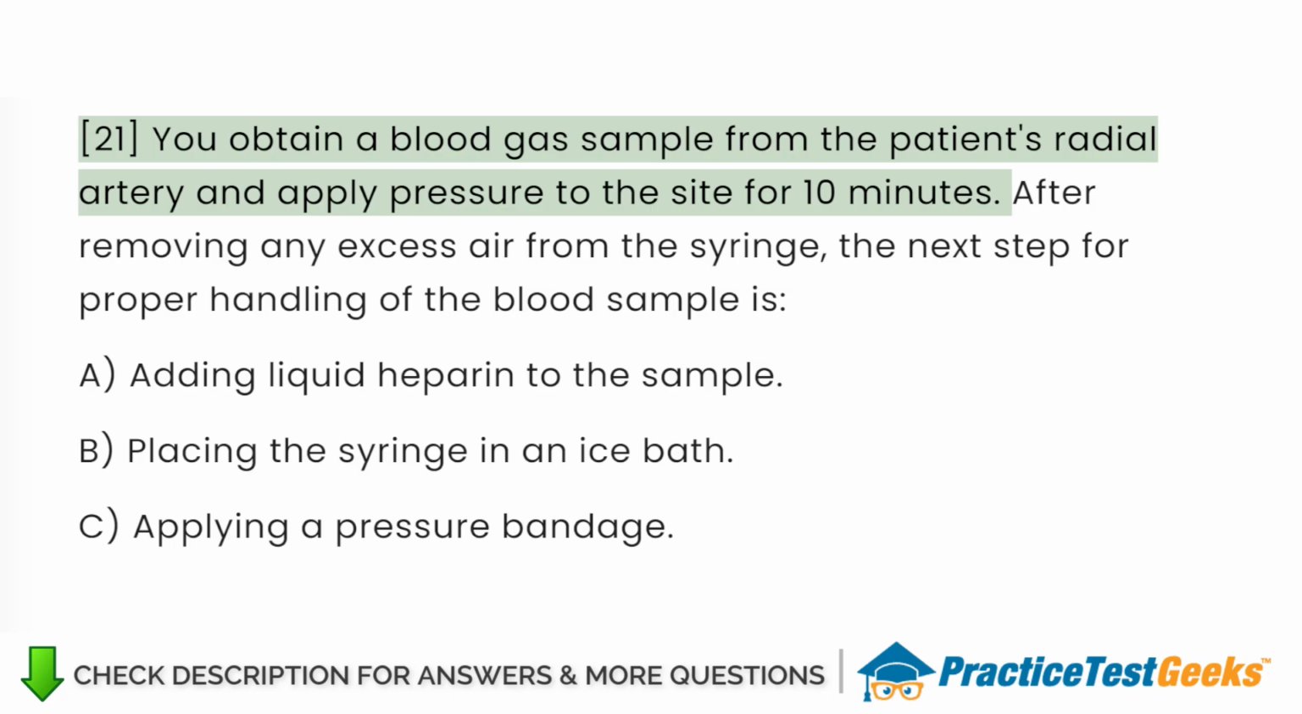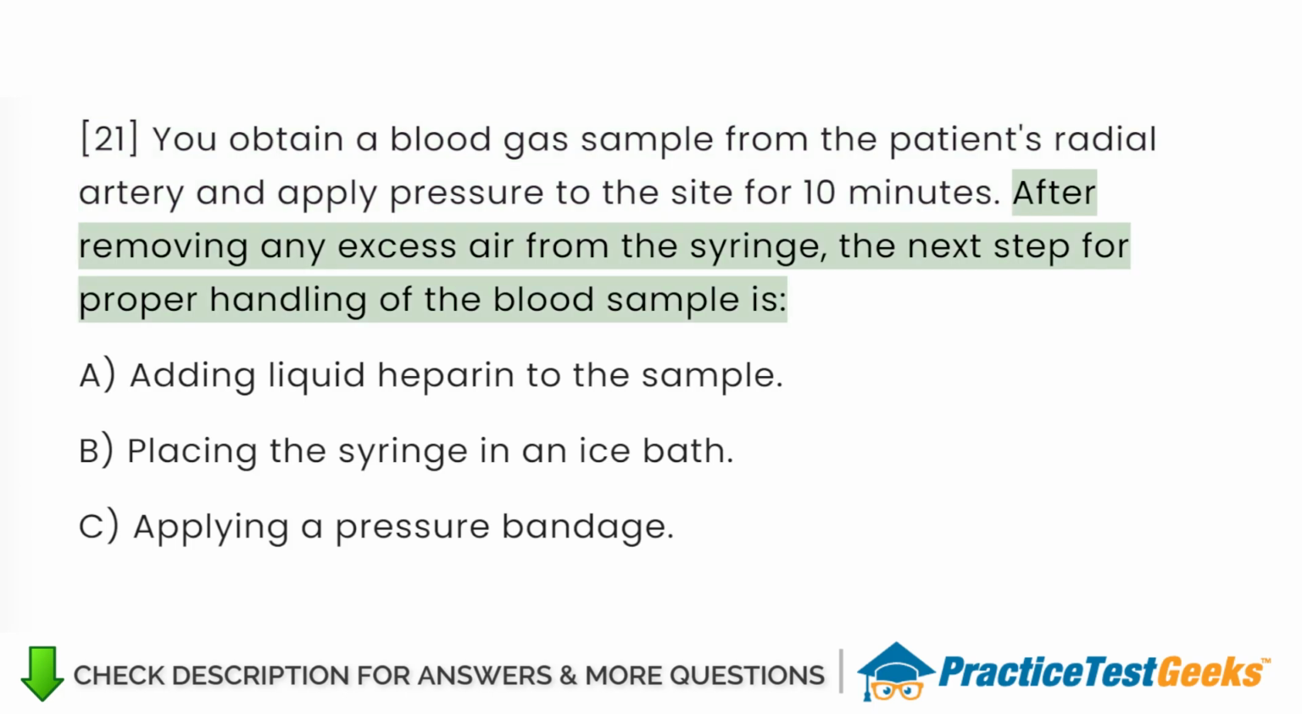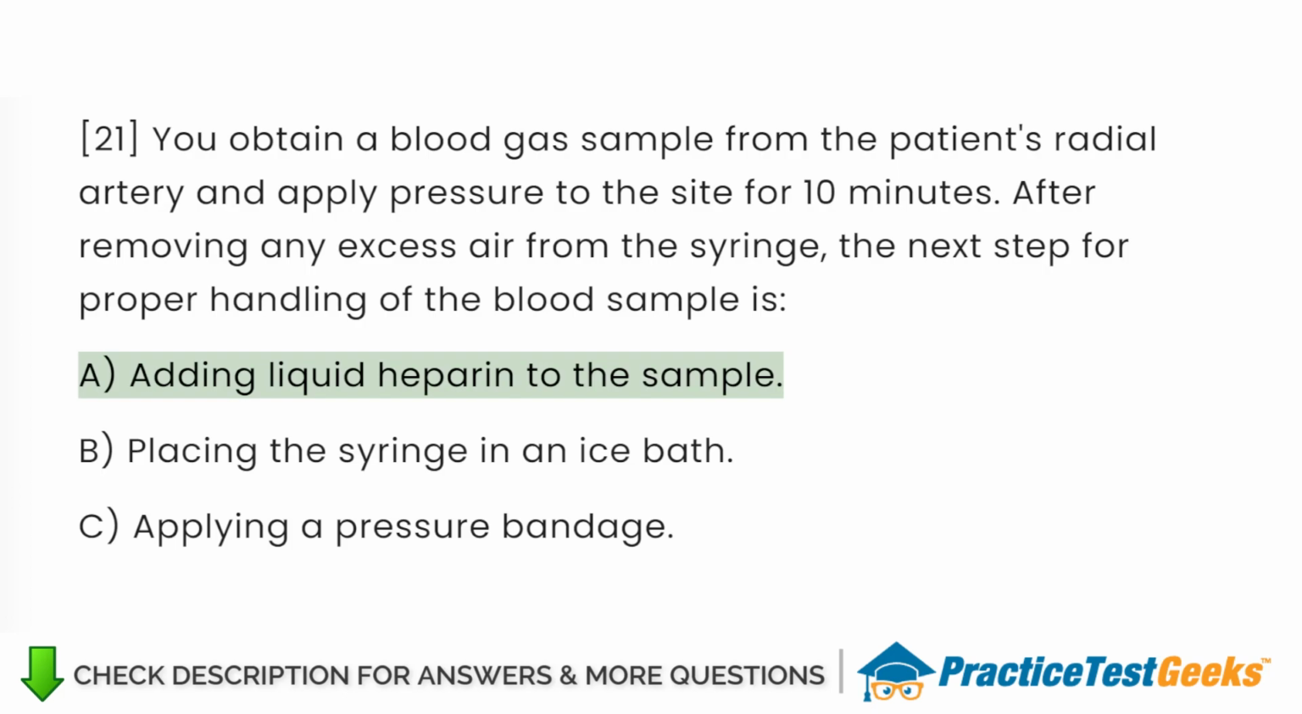You obtain a blood gas sample from the patient's radial artery and apply pressure to the site for 10 minutes. After removing any excess air from the syringe, the next step for proper handling of the blood sample is A. Adding liquid heparin to the sample. B. Placing the syringe in an ice bath. C. Applying a pressure bandage.